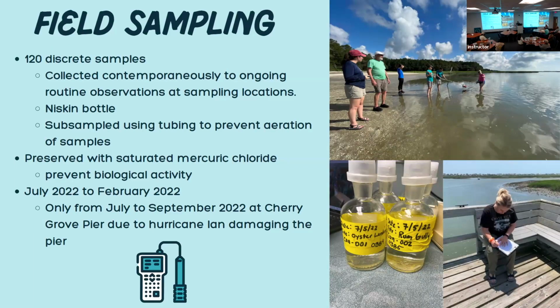And we did that in what's called a Niskin bottle. It's hard to see in that image. I think there's a better image further on, but it's this giant gray bottle that samples the water, and then we use tubing to subsample it into our bottles. This was important because we didn't want any atmospheric exchange with the bottle, so we didn't have any carbon dioxide from the atmosphere getting into our samples. We just wanted the chemistry of the water itself that we sampled.